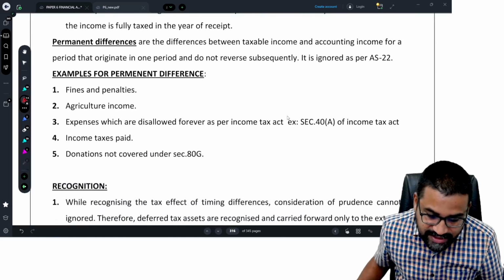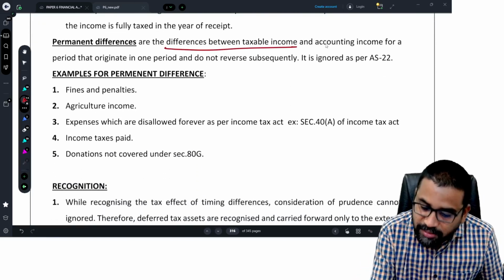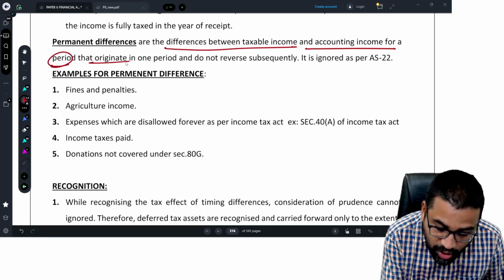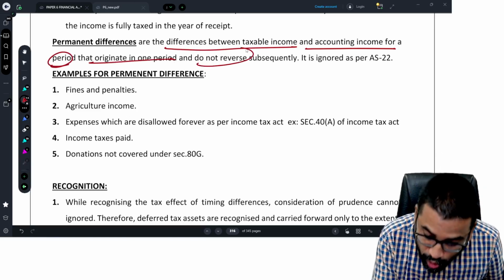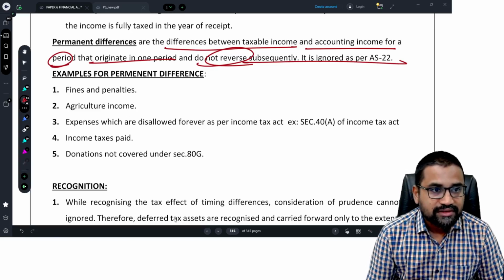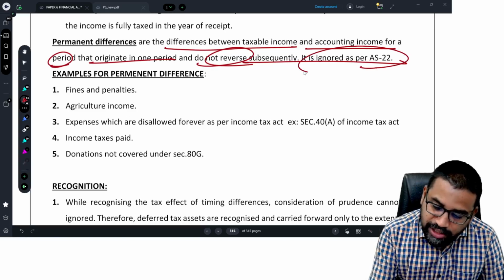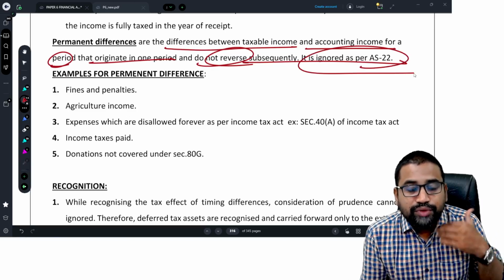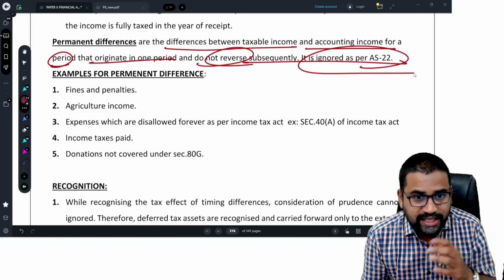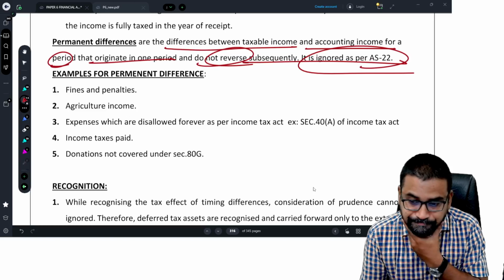Suppose, for example, a permanent difference. What is a permanent difference? The difference between taxable income and accounting income for a period that originates in one period and does not reverse subsequently. So they should be ignored. Please understand, we need to recognize deferred taxes, either asset or liability, only for timing differences.